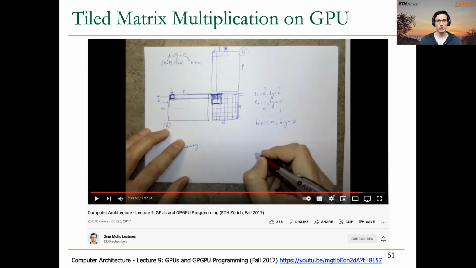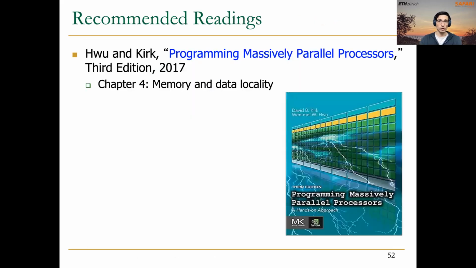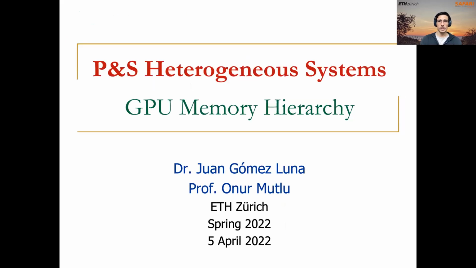But if you want to take a look at another explanation of this tile multiplication on GPU, I can recommend this lecture from the previous semester. I also recommend the corresponding chapter, chapter 4, Memory and Data Locality, of the Programming Massively Parallel Processors book, if you want to learn a little bit more about the GPU memory hierarchy.